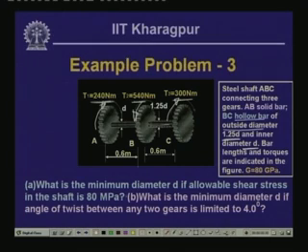Now, what we have to find out is the minimum diameter D if the allowable shear stress in the shaft is 80 MPa, and the minimum diameter D if the angle of twist between any two gears is limited to 4 degrees. Now, let us look into the value of that.